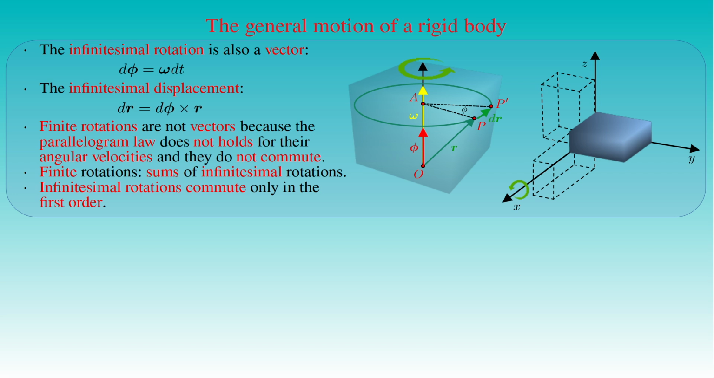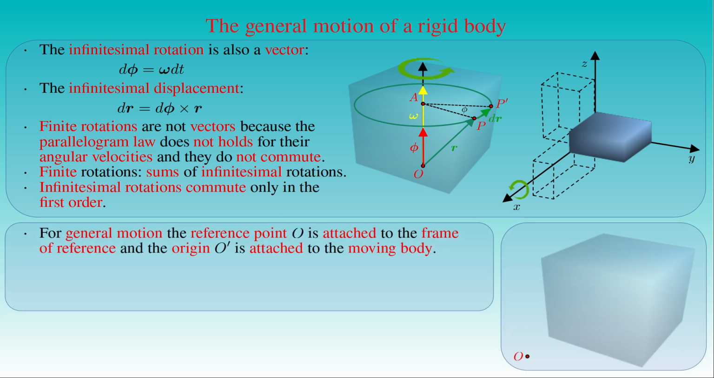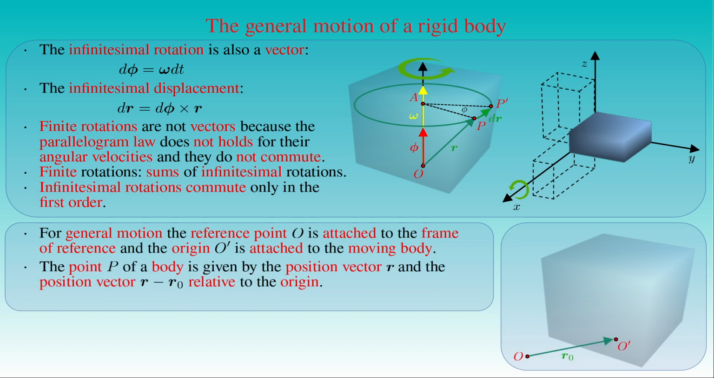If we study the general motion of a rigid body, we can choose the reference point O attached to the frame of reference and another reference point O' attached to the moving body given by the instantaneous translation vector r0. Then any point P of the body can be described by the position vector r pointing from the point O to the point P, and the relative position vector r minus r0 pointing from the point O' to the point P. We already saw that the instantaneous velocity v of an arbitrary point P of a rigid body performing a general motion can be combined from the translation and the rotation about the axis passing through the point O'.